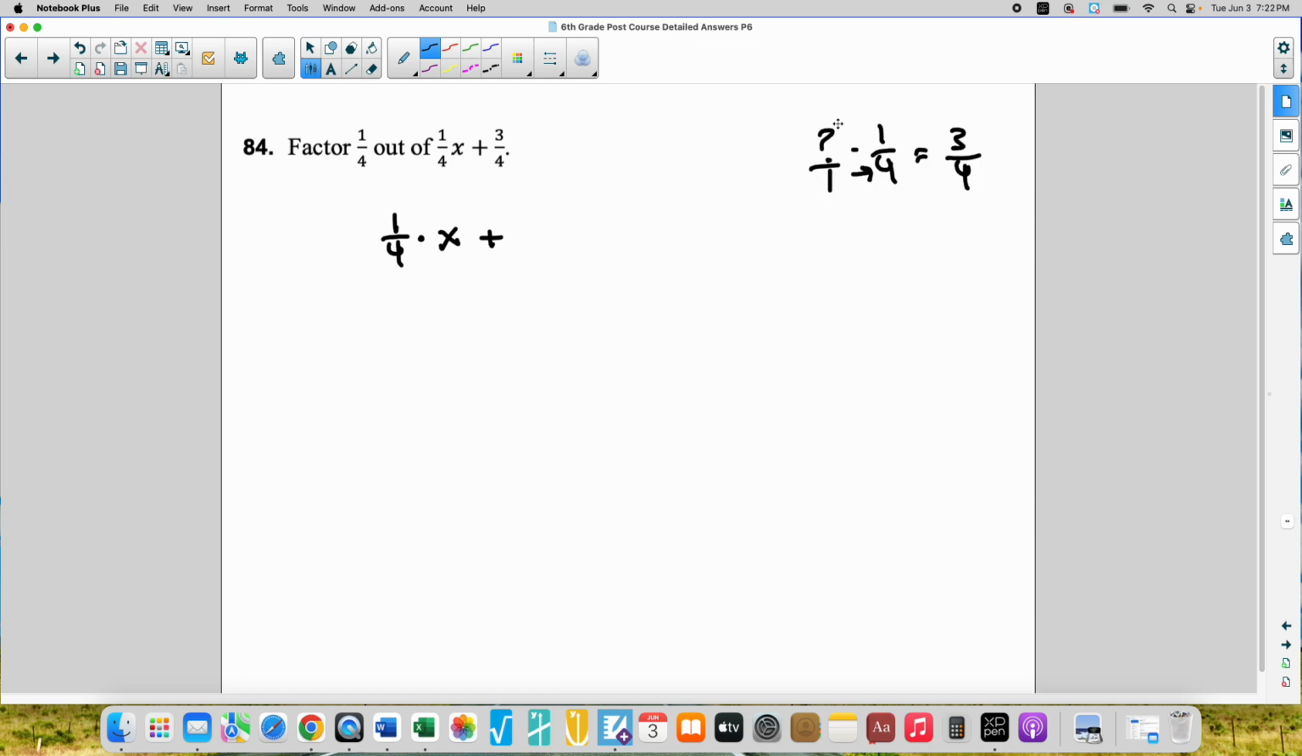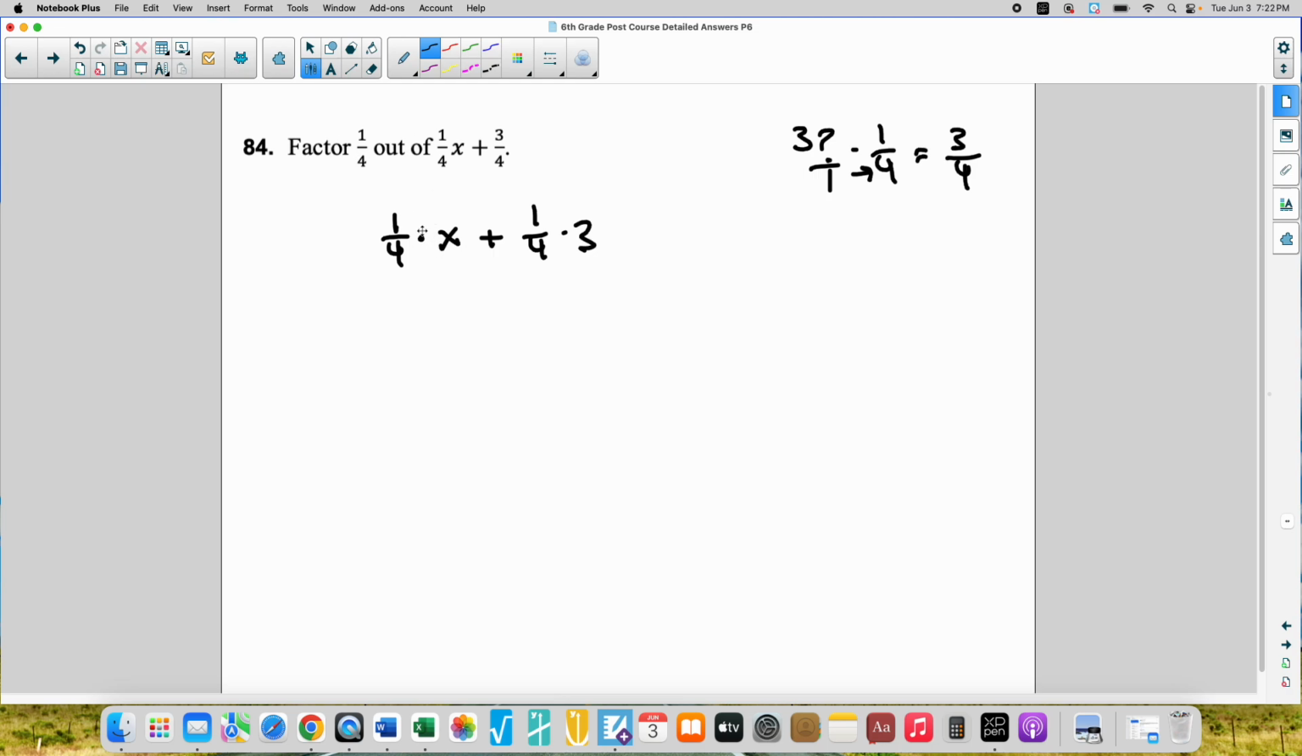That makes that. And then what times 1 would make 3? 3. Yeah, 3. So that missing number is 3. So if I write 3 times 1/4, or let's do it the other way. Let's do 1/4 first. Sorry. Let's break that into 1/4 times 3.